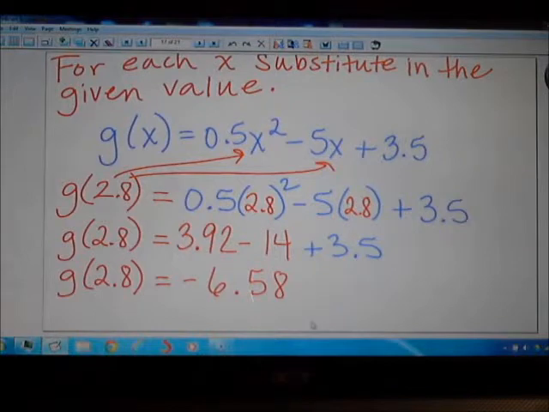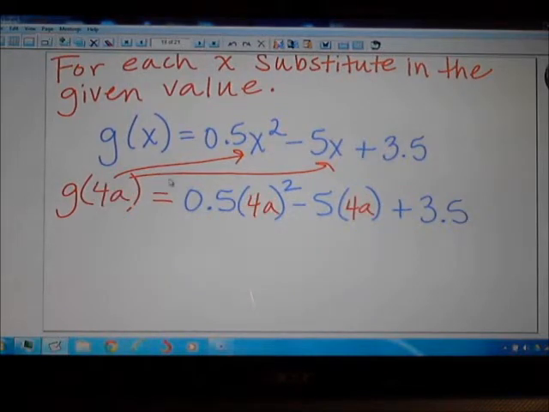Do I want you to write this down? Yes. This is new function notation. You are now big people in high school in Algebra 2. You are expected to write the function notation correctly. So g of x is this function, and g of 2.8 is this value, negative 6.58. If you don't write it, yes, I'm going to mark it wrong. So just note it correctly, okay?